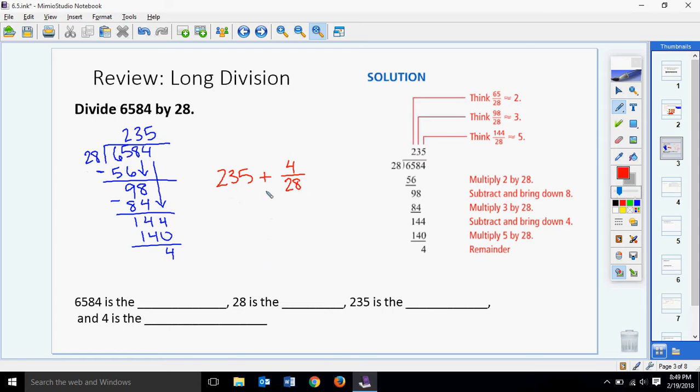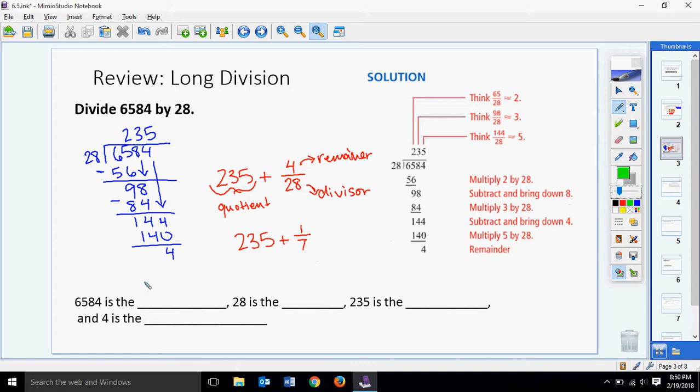So I have two things here. The 235 is the whole quotient. 4 was my remainder. And 28 is called my divisor. Now I can simplify 4 over 28. So the simplified answer would be 235 plus 1 over 7. If you typed in your calculator 6,584 divided by 28, it'd be the exact same as this. You'll just get a decimal answer.